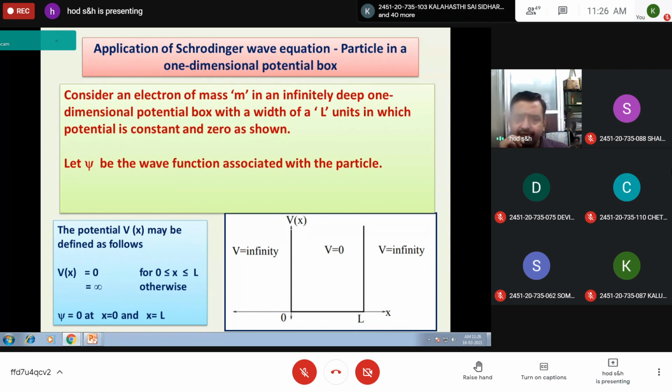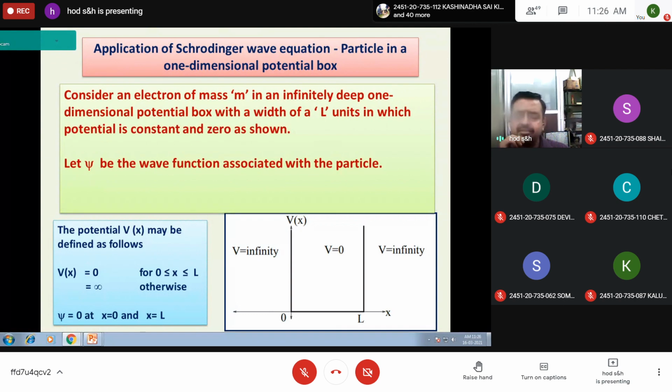This is a straight application of the Schrodinger wave equation. This is a particle in a one-dimensional potential box: how it behaves, what the expression for the wave function is, and what the energy expression is, which we are going to discuss. From the energy expression, we can observe the quantum nature of the particle, how the energy of the particle will be distributed in a one-dimensional box of a certain definite length.